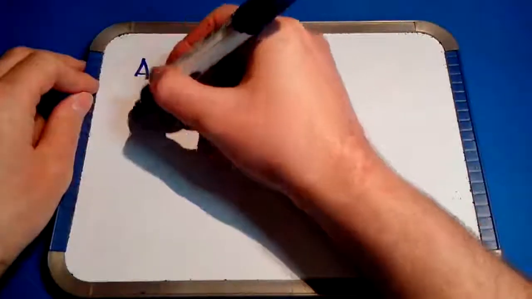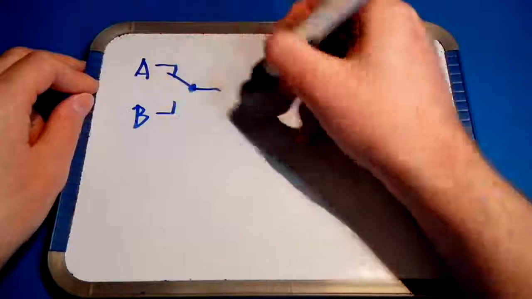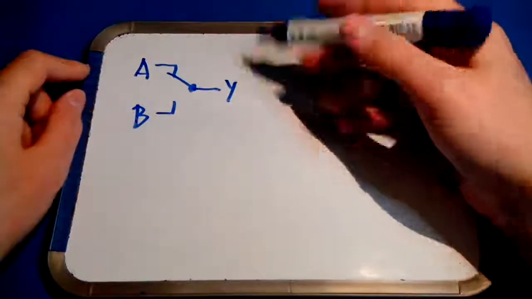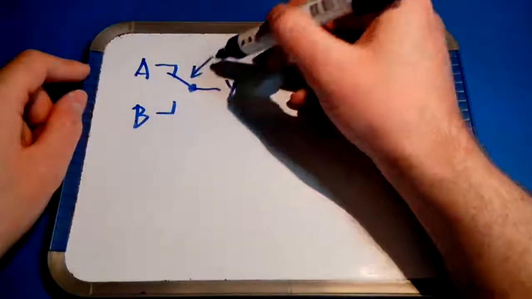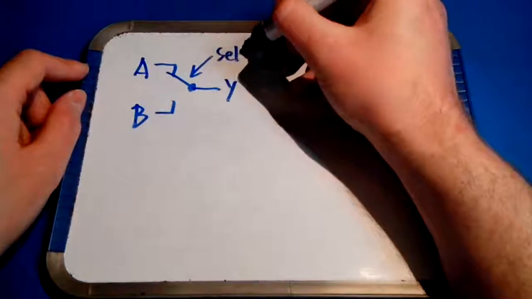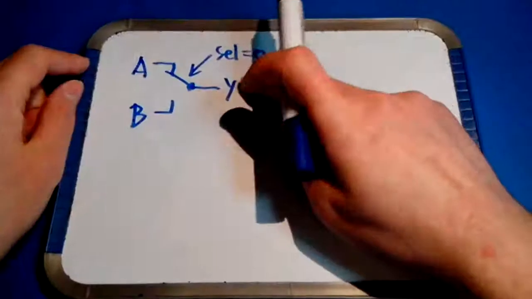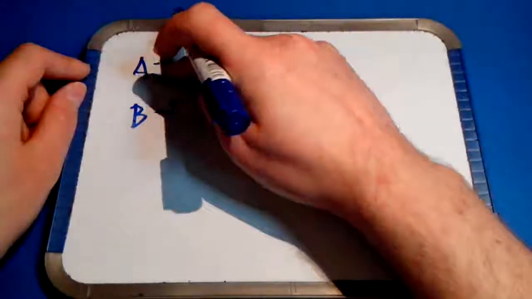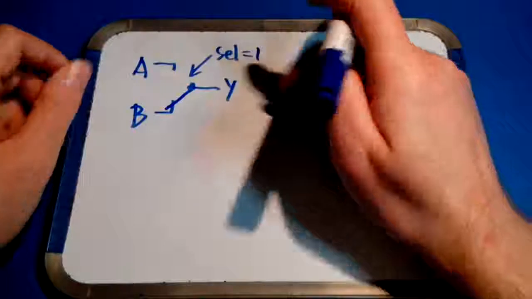A multiplexer is basically a switch, choosing between inputs A and B and connecting either A or B to an output Y. Now, instead of an actual mechanical switch going up and down, there's a separate input named select. Let's assume that if that input is 0 or false, the switch is in the uppermost position, so input A is connected to output Y. And of course, if select is 1, the switch is in the downwards position, connecting input B to output Y.